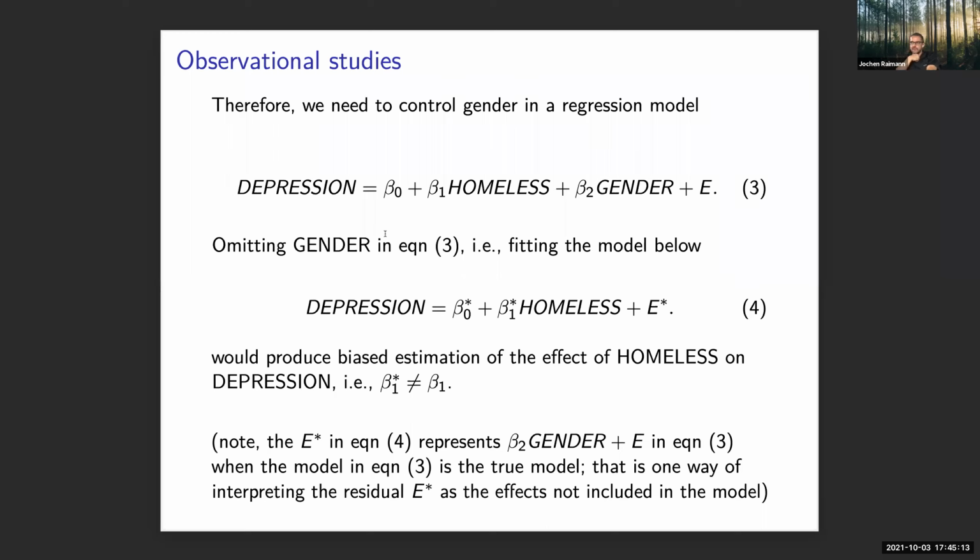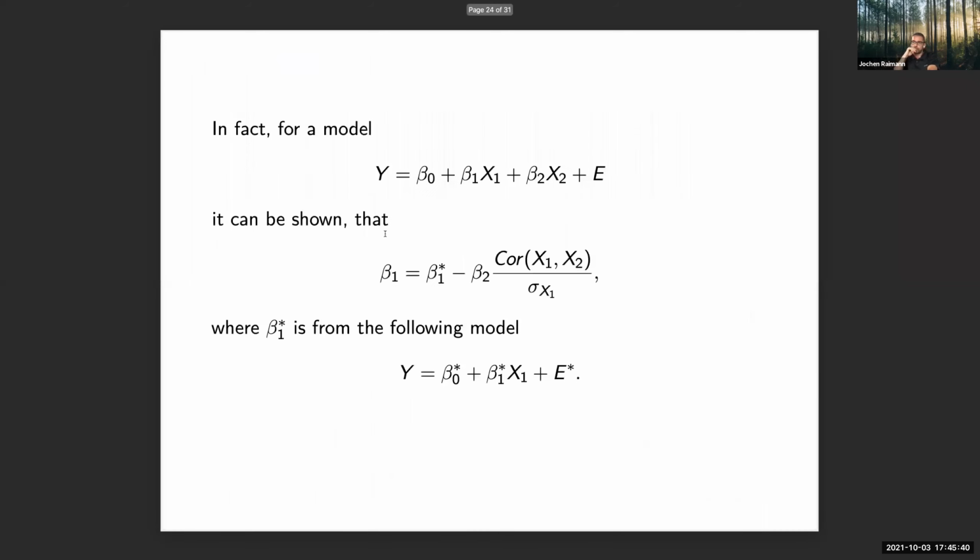Note the E asterisk now represents gender and the error in equation 3, when the model in equation 3 is actually the true model because gender needs to be taken into account. Essentially, E asterisk will be larger because gender actually had an explanatory effect on the model. So this is important to keep in mind: not only will the slope change, the error will also change.